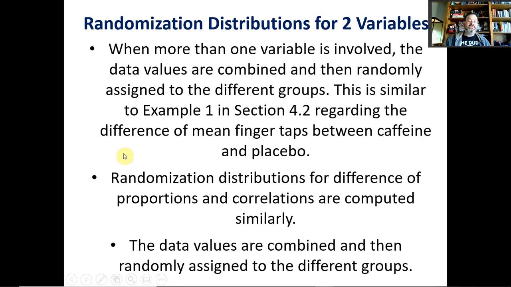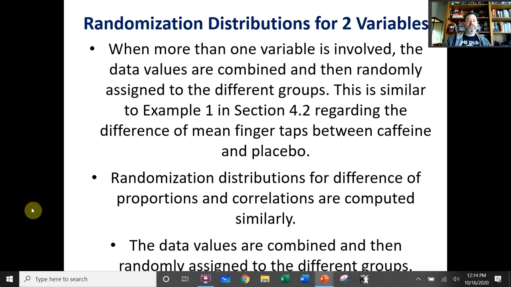Well, it turns out we do the same thing for proportions and correlations. With proportions, it's really easy. You just take the response variables. In this case, those are like yes or no answers, if it's categorical, or male, female, whatever your categorical explanatory variable is. You just take all the responses and randomly assign them, just like we did, and then compute the proportions and subtract the proportions. So that works pretty easily.